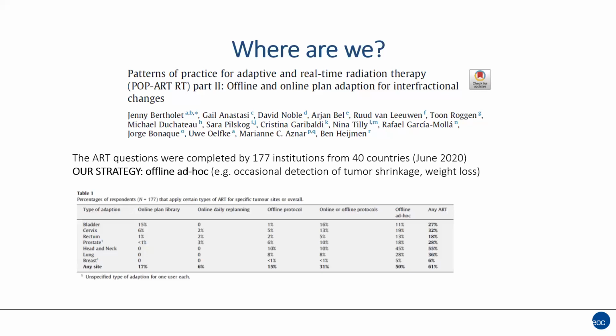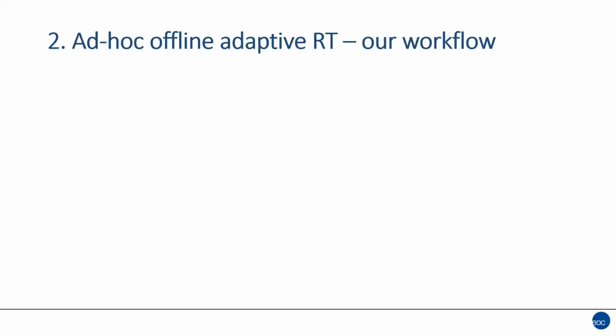Here you can see the table that shows different strategies, different options: an online planning library, online daily replanning, offline protocols, online and offline protocols, and offline ad hoc. As you can see, the majority of the centers answered that they do offline ad hoc adaptive radiotherapy to any sites. And this is also what we do. So we can say we are pretty much standard in our solutions compared to the others.